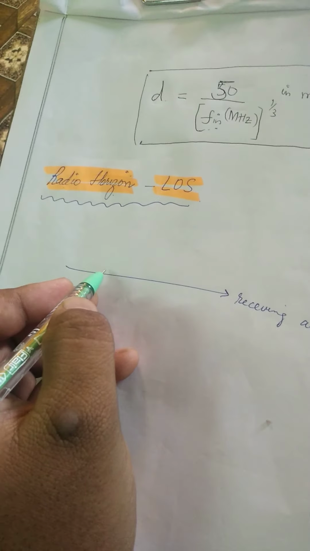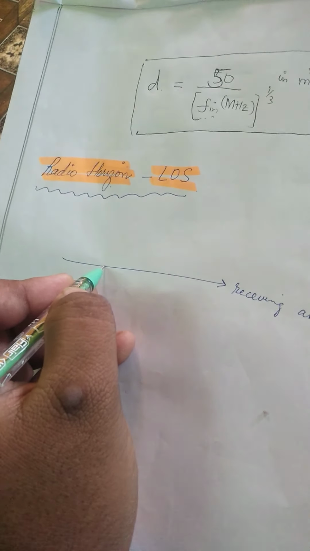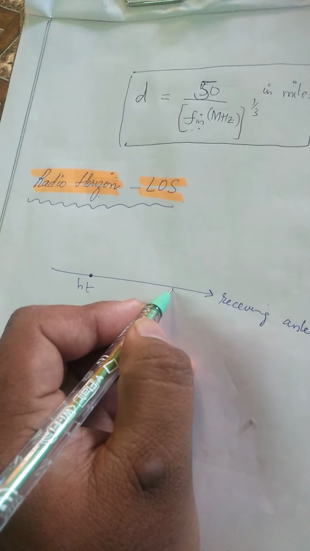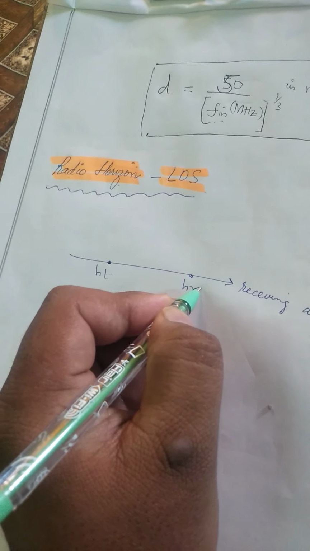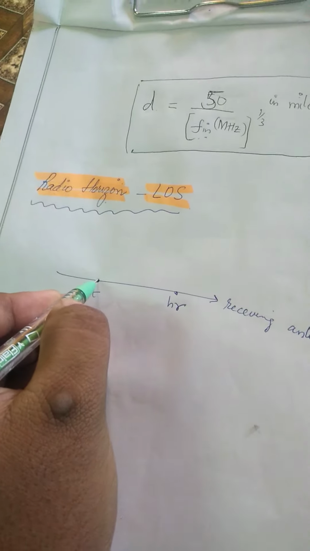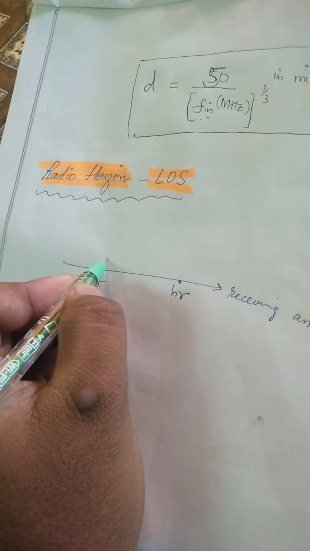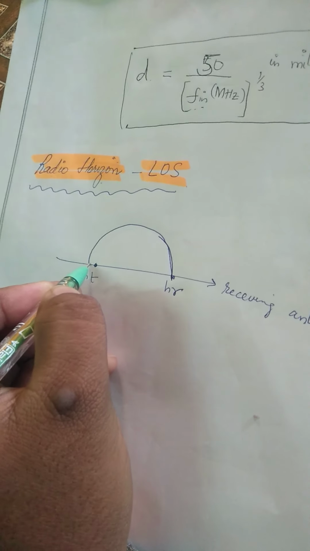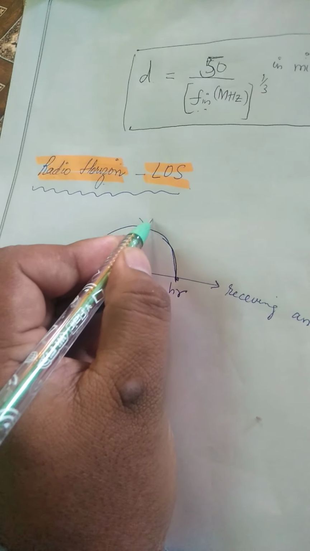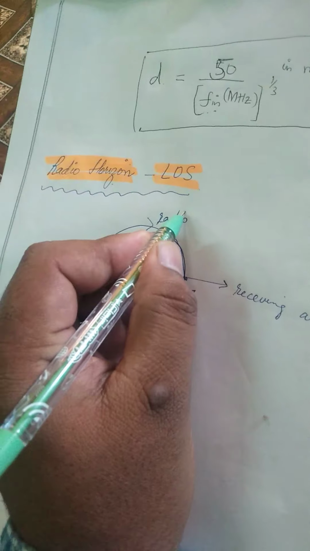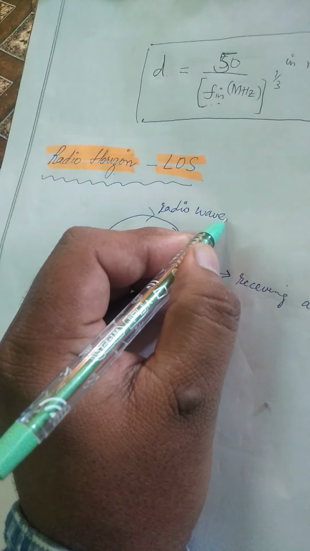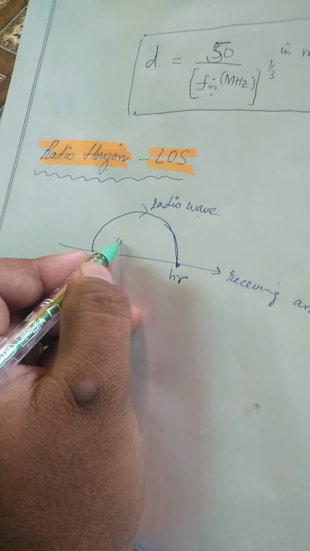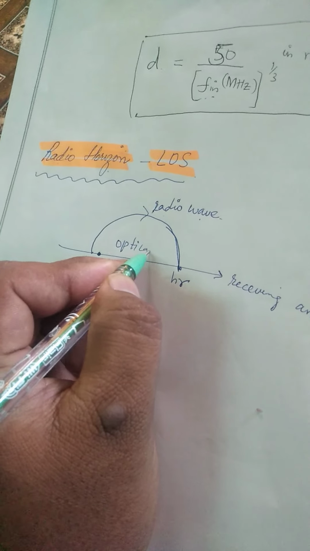So what are we going to see? We are going to see one radio wave. Suppose at one end you have the transmitting height HT and at the other end you have the receiving height HR. You want to find the distance, how the wave is going to travel from the transmitter to the receiver. Since it is the radio wave, we want to find the radio wave between these two. For this, what we can say is that this is called the optical ray.